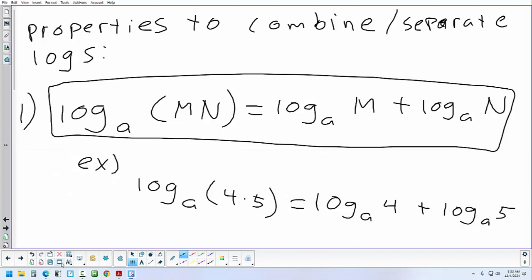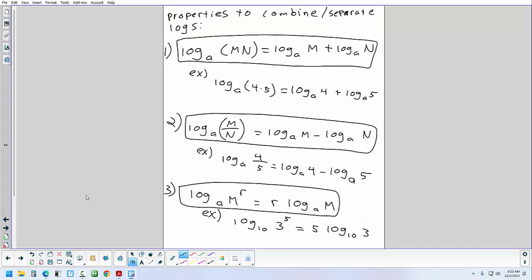All right, so yesterday we finished up by talking about these three properties. These are properties that we can use to take logarithms that are together and split them apart, or take ones that are split apart and combine them. The way we did it yesterday is we took ones and we split them. So now the last thing we're going to look at is how do we take ones that are split and put them back together. It's all the steps that we did yesterday, but in reverse.